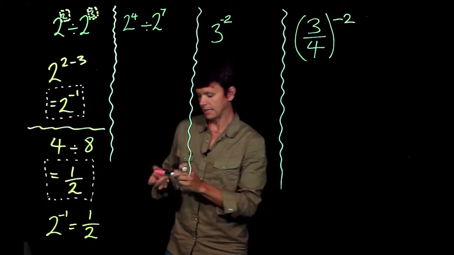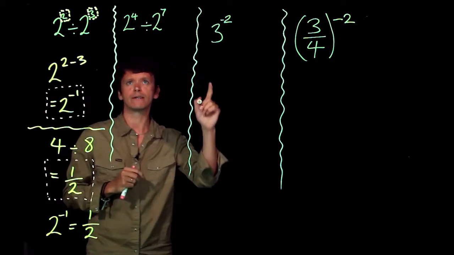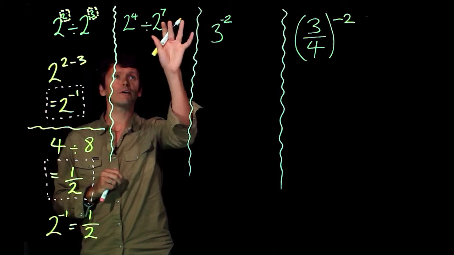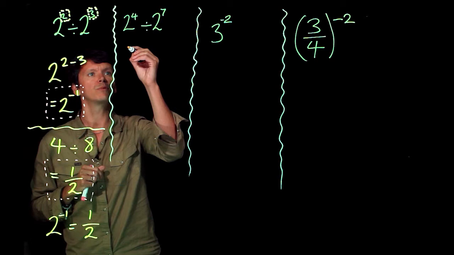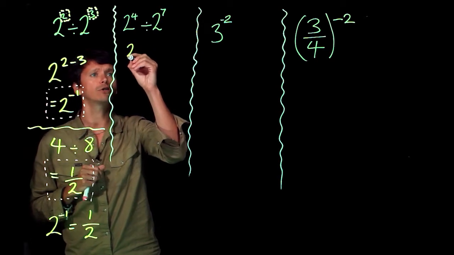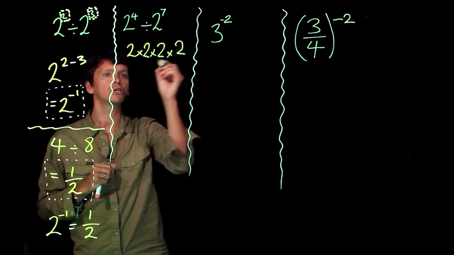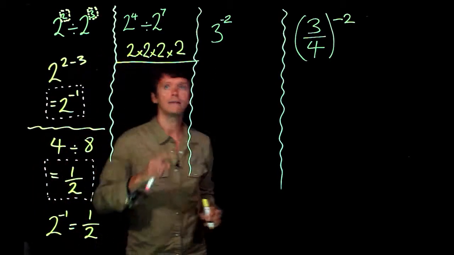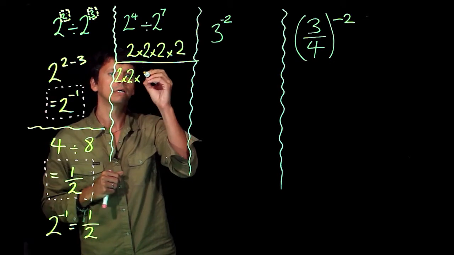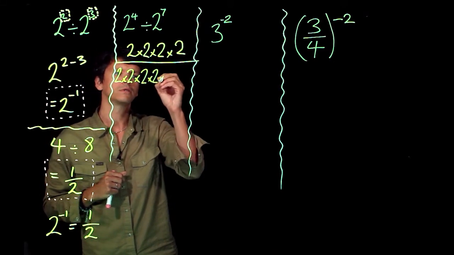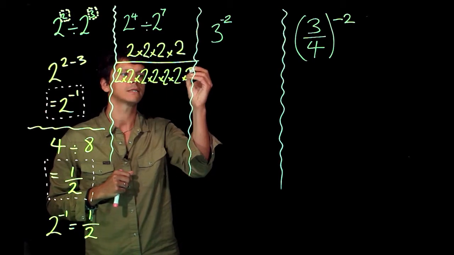Let's have a look at a slightly more complicated example and see if we can find a more general way of looking at this. 2 to the power of 4 divided by 2 to the power of 7. I'm going to go back to the longhand that we used when we first looked at dividing by powers. So 2 to the 4 is 2 times 2 times 2 times 2, divided by 2 to the power of 7, which is 2 times 2 times 2 times 2 times 2 times 2 times 2, 1, 2, 3, 4, 5, 6, 7.